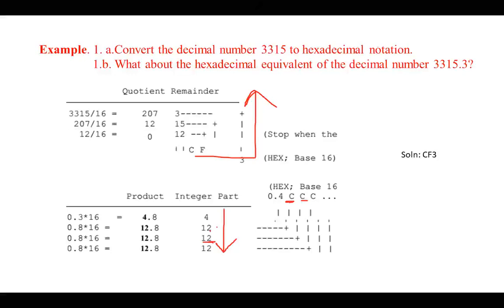So now what will be the solution? The solution will be CF3.4CCC. It goes on recurring, so I've stopped it at 4 decimal points. So this is how we are converting a decimal number to hexadecimal notation.